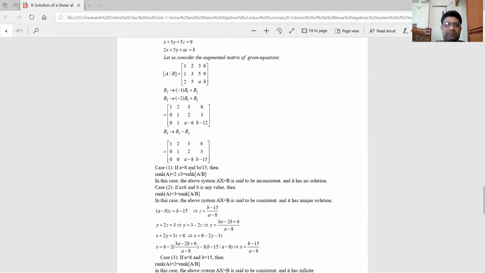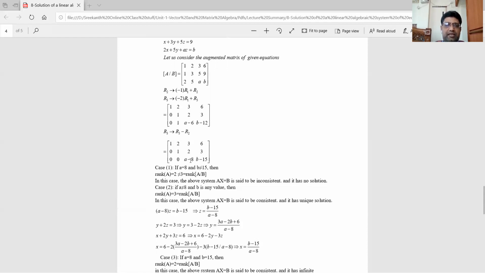Now we'll see case 1. Case 1 is if A equals 8 and B is not equal to 15. Then the rank of the coefficient matrix is 2 and the rank of the augmented matrix is 3. So both are not equal. So in this case, the system has no solution. That means it is inconsistent. So that is the case where the system is inconsistent: if A is 8 and B is not equal to 15.